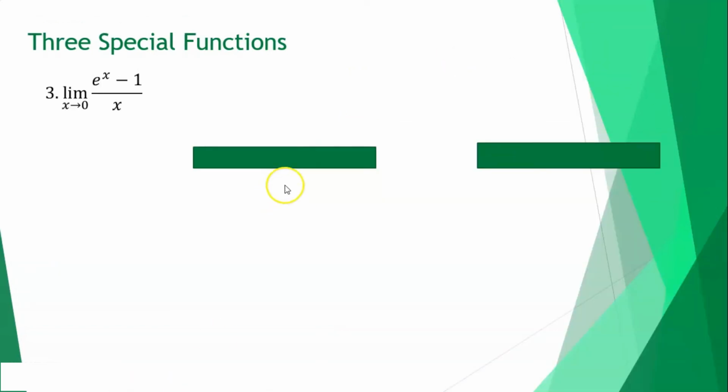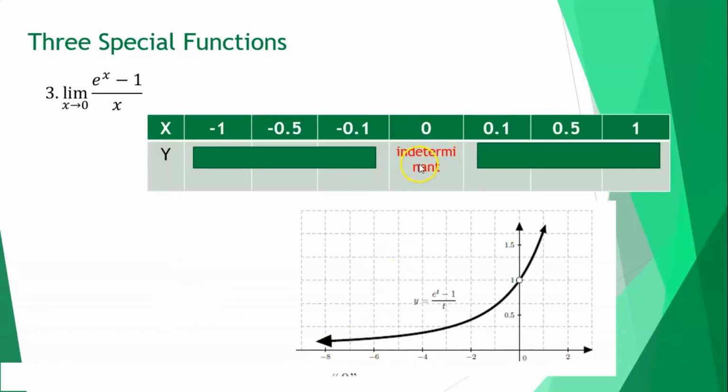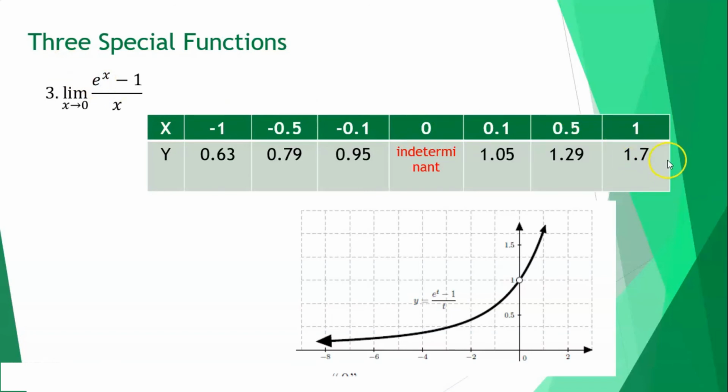Okay, another. Now, the third special limit is the limit of e to the power of x minus 1 over x as x approaches 0. Now, graphing this, we will get this graph. Making use of the table of values, if we substitute x here with 0, we will end up with indeterminate values. Now, substituting x with -1, we will get 0.63. So, that would be e to the -1 minus 1 over -1. And substituting with the rest of the values of x, we will obtain this. Now, considering the values to the right of zero, for example, if we replace x with +1, that would be 1.7.